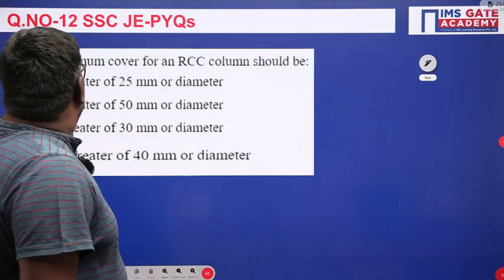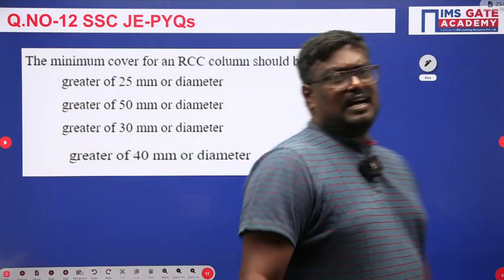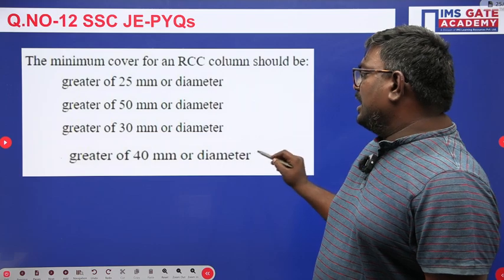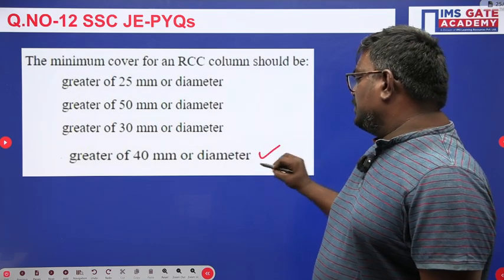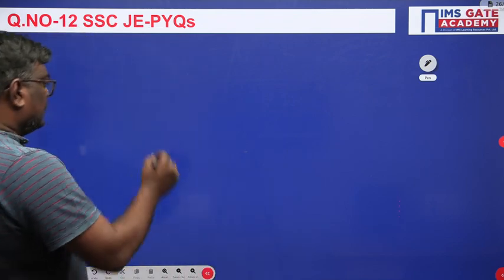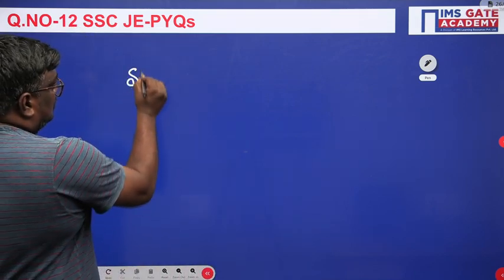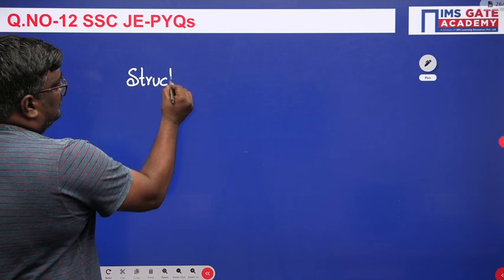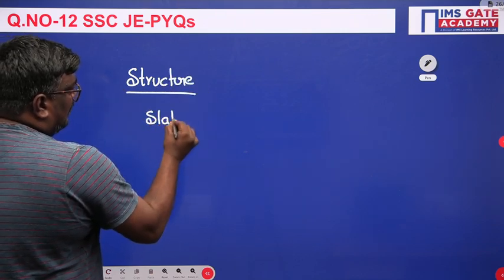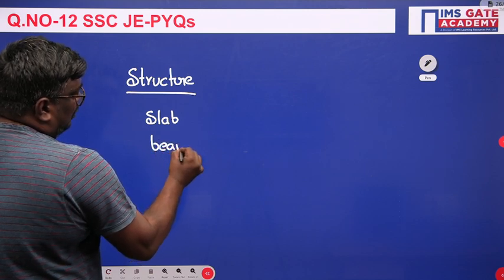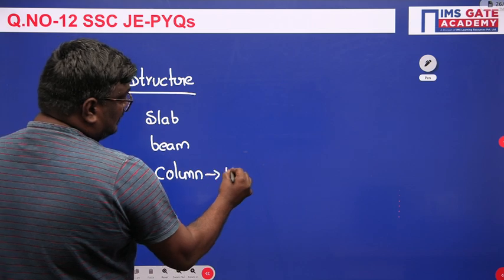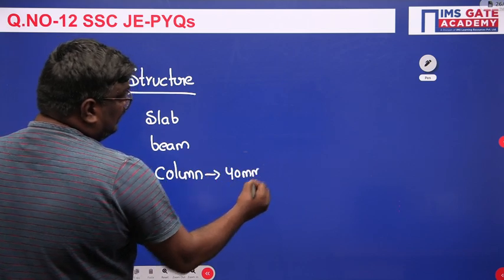Now see students, if you talk about the minimum cover for RCC column, it is greater of 40 mm or diameter, so option D is correct. Now see, what is a structure? A structure is a group of structural elements connected together. First we have a slab, then we have a beam, and we have a column. So the minimum cover for column is nothing but 40 mm. If they ask you for footing, it is 50 mm.